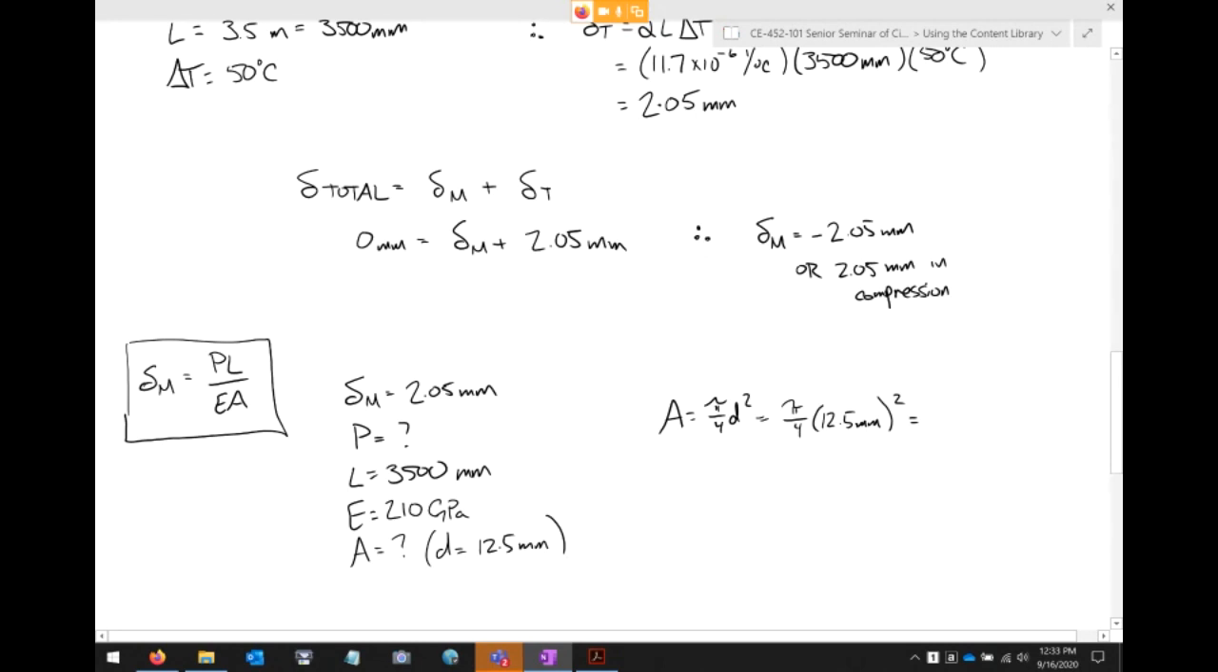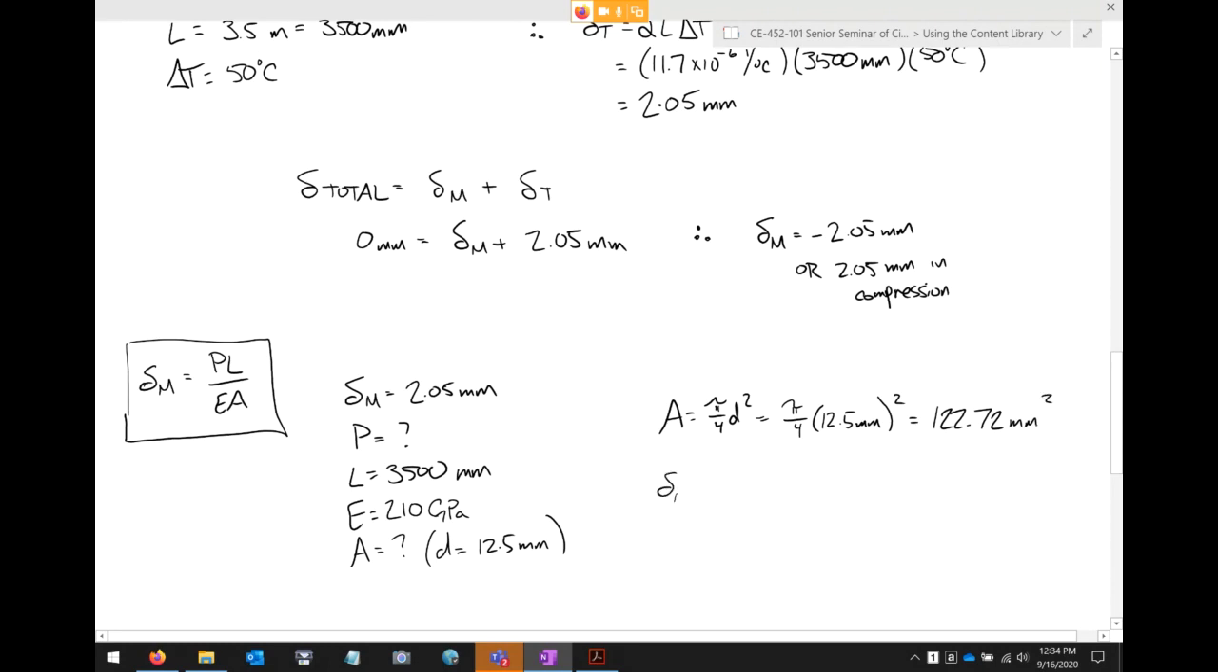Somebody help me out. What's that going to be? You might want to check your exponent. Did you square it? Yeah, I got what Khalid got, although it's square millimeters because it's an area. Yeah, there you go. 122.72, there you go, millimeters squared.